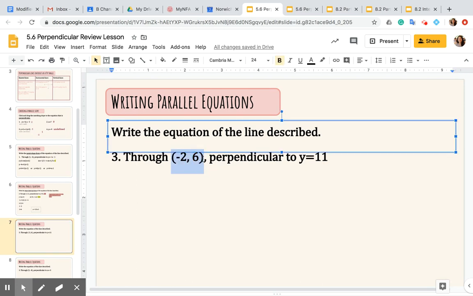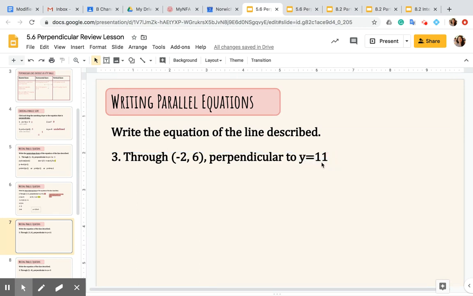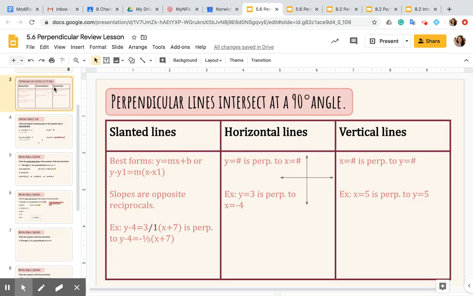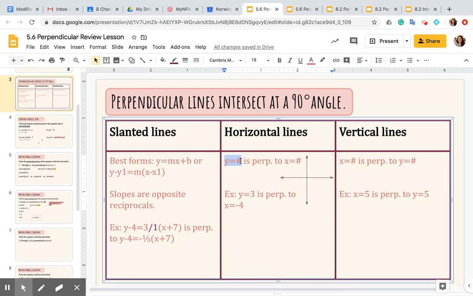But we're still given criteria. It has to pass through this point. It has to be perpendicular to this equation. Well, y equals a number is either a horizontal or vertical line. If you are forgetting which of that is, I'm going to upload this as a PDF, go back to this table, and find the equation that looks like that.